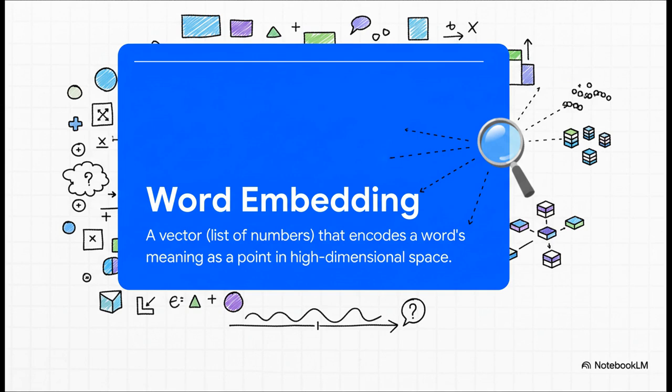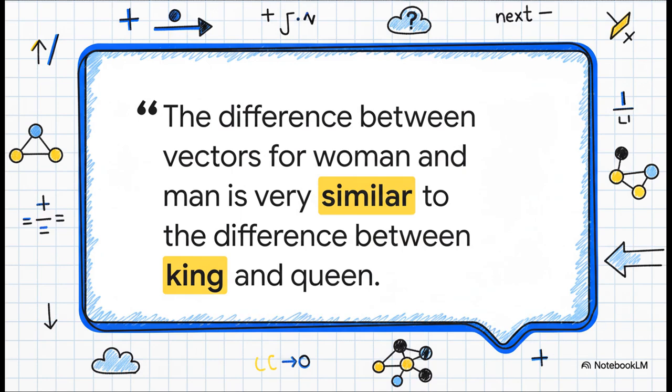Now, a word embedding isn't just a random string of numbers. Oh no. It's a very carefully crafted vector that actually captures the meaning and the context of a word. You can imagine each word as a single point plotted on a massive, multidimensional map of meaning. And what's so incredible about this map is that the directions actually have meaning.